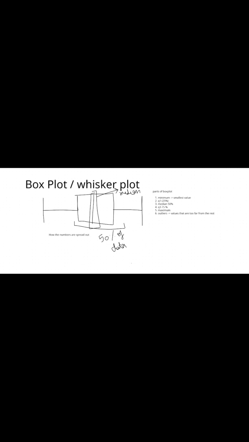Now, this thing and this thing, these two things are known as whiskers. That is why it is also known as the whisker plot. Whiskers mean the lower and the upper normal values, that is the lower 25% and upper 25% of the data. Q1 and Q3: 25% of the data and 75% of the data.